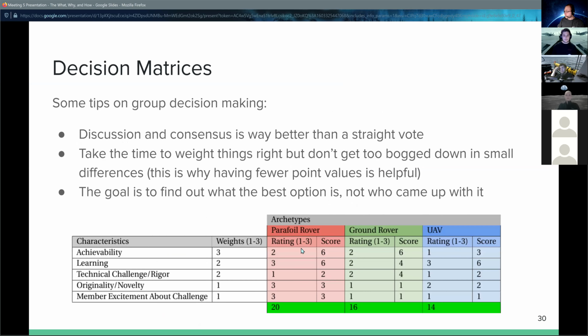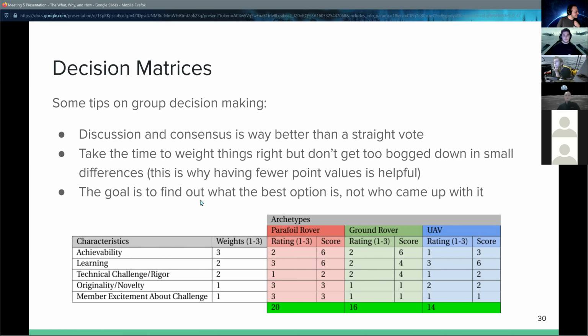So here, down at the bottom, is one example of a decision matrix that we made last year. We went through and rated our characteristics, which you can see some of it is about how well it will work, is it achievable, but some of it was just how excited are we about it, and that kind of stuff is very important too.